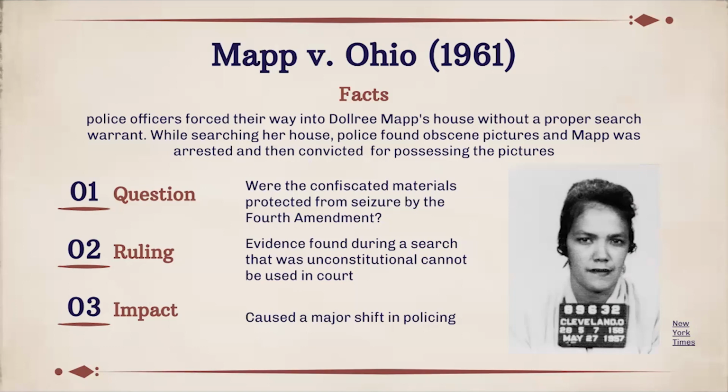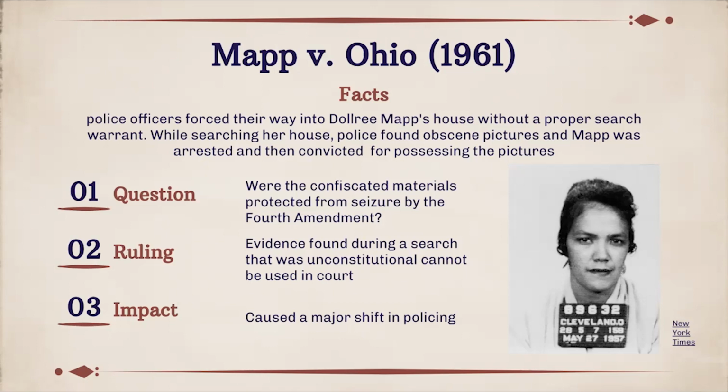So when no suspect was found, the police were searching the home, and they ended up finding a trunk of obscene pictures in the basement. Mapp was arrested for possessing the pictures and was ultimately convicted in an Ohio court. And then she argued that her Fourth Amendment rights had been violated by the search and took it to court. Eventually, this case reached the Supreme Court, and the question to the court was, were the confiscated materials protected from seizure by the Fourth Amendment?